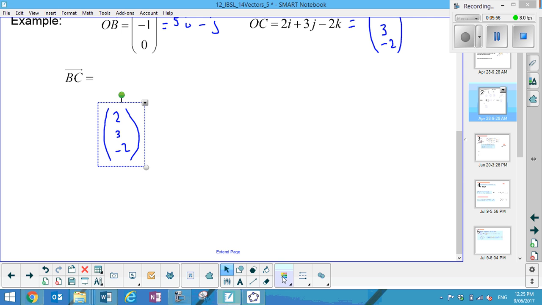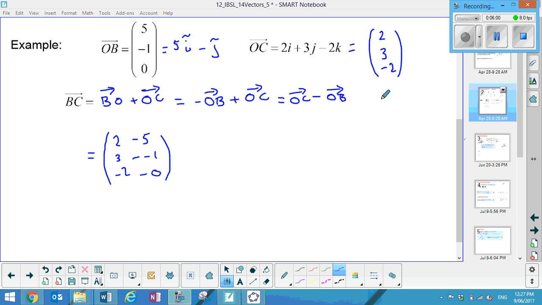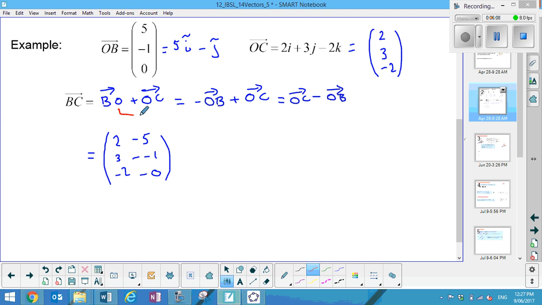So we want, let me just write that up for you. Okay, just write it up. Remember, in your vector equation, you've got to have these matching. So BO plus OC, if they match, you can add those together. But we're not told BO, we're only told OB, so you do that switch, minus OB, and then we can rearrange them to do the C minus B.